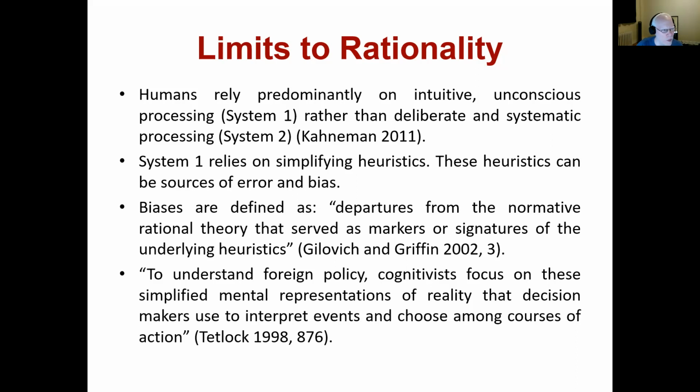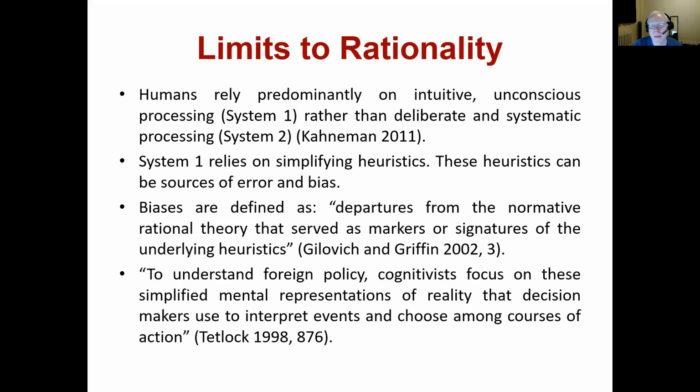System one relies on simplifying heuristics. You could think of heuristics as rules of thumb, similar to the standard operating procedures we had when we were talking about bureaucracy. The brain has its own set of standard operating procedures, right? Simplifying rules for making decisions in certain circumstances. So rather than deliberate action, it just uses the heuristic, the rule of thumb, to make the decision.